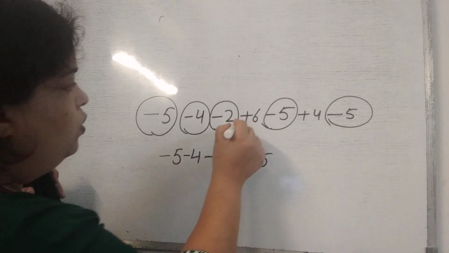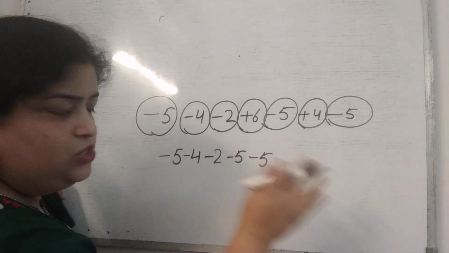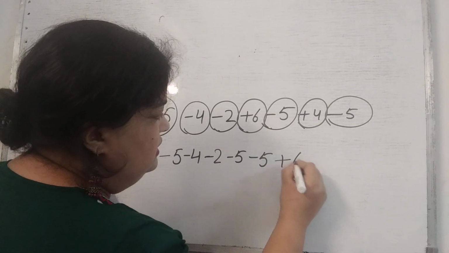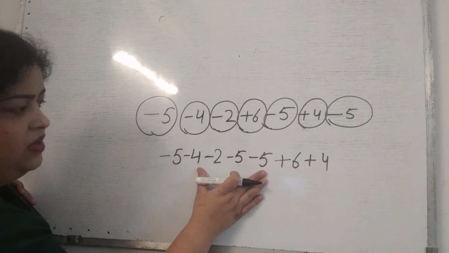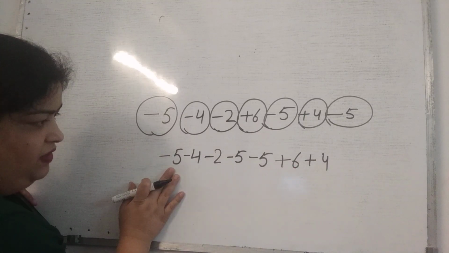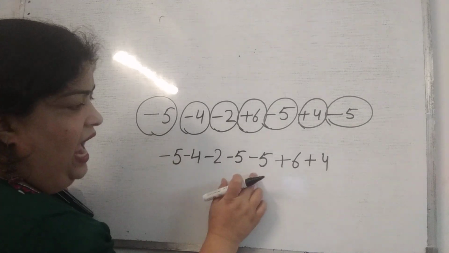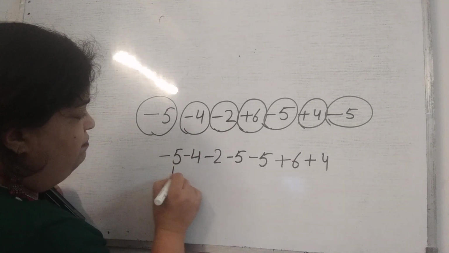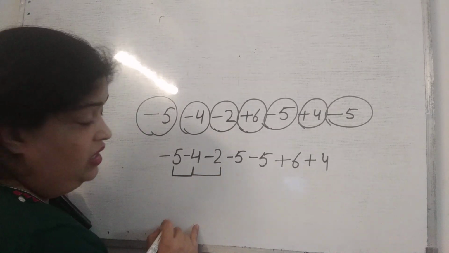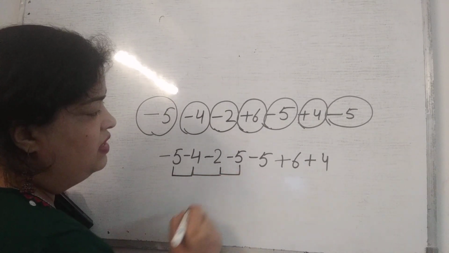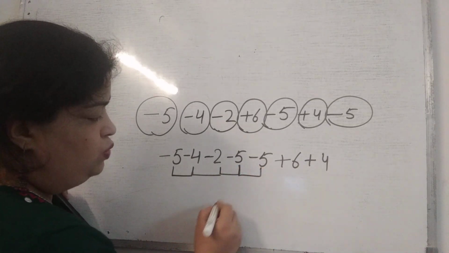And here are two positive integers, that is 6 and 4. You will club these two positive integers together. Here these all are negative integers, and both of these are positive integers. So you will add them. 5 plus 4 is 9. 9 plus 2 is 11. 11 plus 5 is 16. 16 plus 5 is 21.